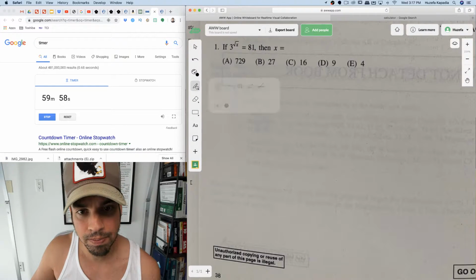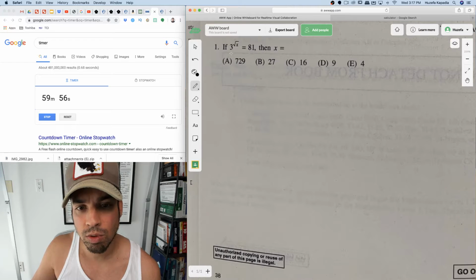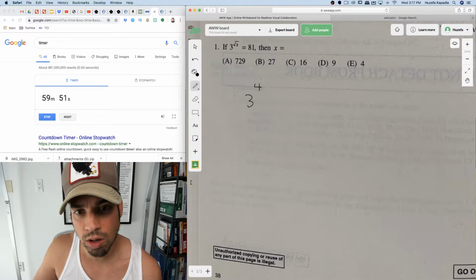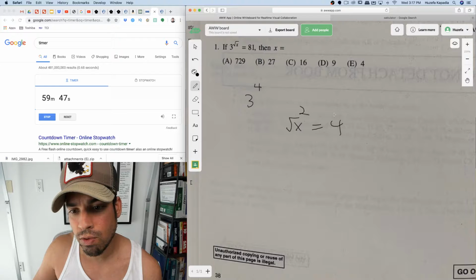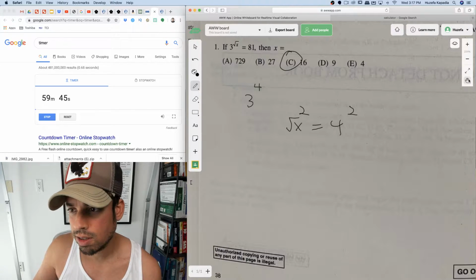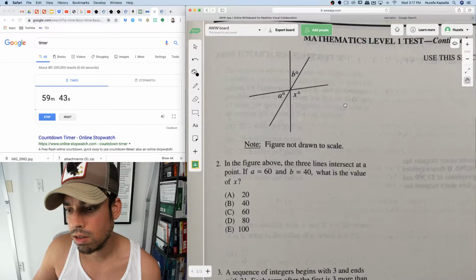Let's do it. 3 to the square root of x equals 81. Well, obviously 3 to the 4th power equals 81. So the square root of x must equal 4, so x equals 16. All right, let's do it next.